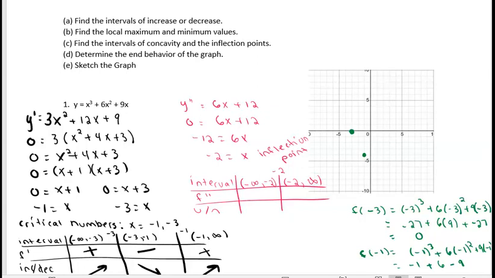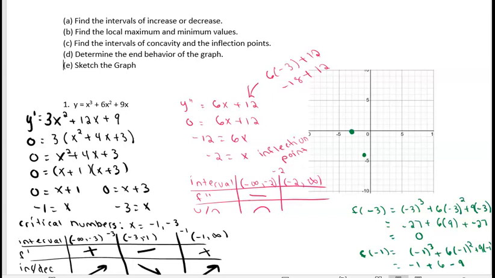And now we need to check the sign of our second derivative. So pick a number between negative infinity and negative 2 and put it back into your second derivative. So let's pick negative 3. So 6 times negative 3 plus 12. Well, that'll look like negative 18 plus 12. It doesn't matter what the number is. What we care about is the sign, and the sign will be negative. So if the sign is negative, that means it's concave down.